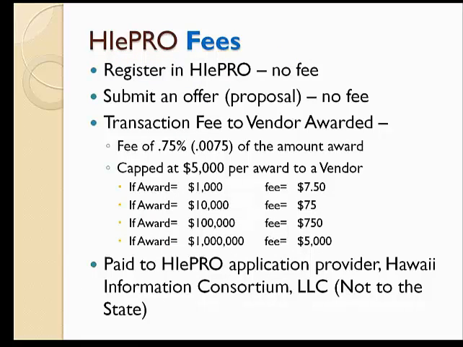Okay, HePro fees. Okay, the good news first. There is no fee to register on HePro, and there is no fee to submit an offer to a solicitation. As a vendor, the only fee you will need to pay is if you are awarded. An award resulting from a solicitation, if any, shall be conducted through HePro and subject to a mandatory 0.75% transaction fee of the award not to exceed $5,000 for that award. This transaction fee shall be based on the initial award amount, and the vendor shall be responsible for payment of the fee to Hawai'i Information Consortium LLC, or HIC, the vendor administering the HePro upon award.